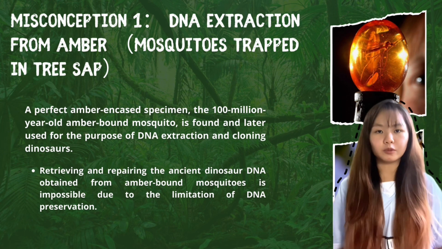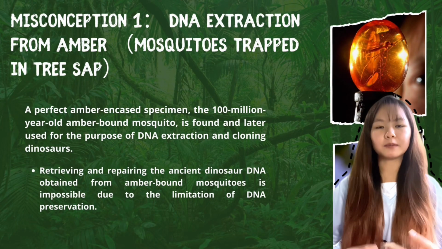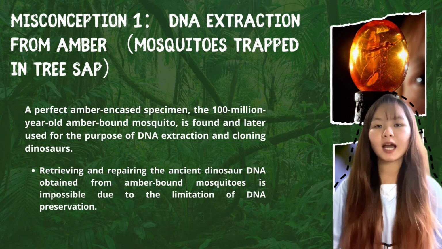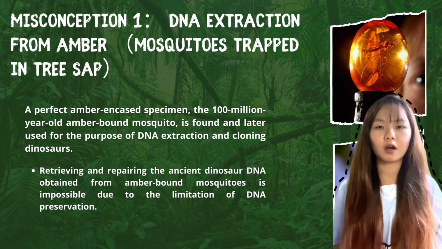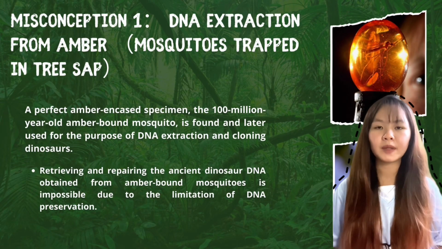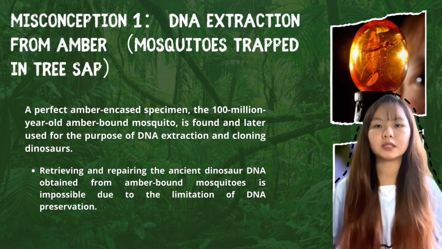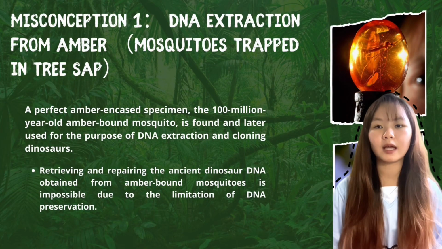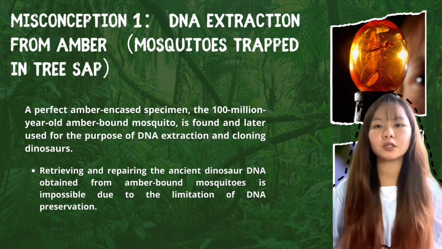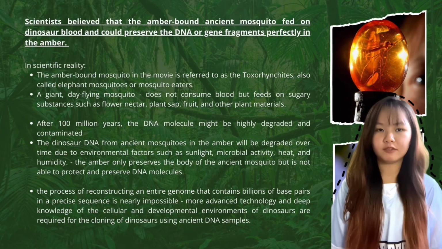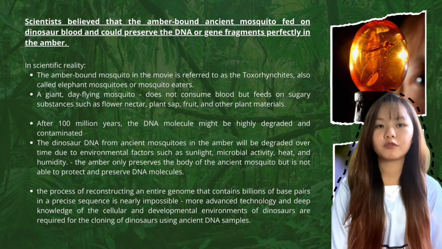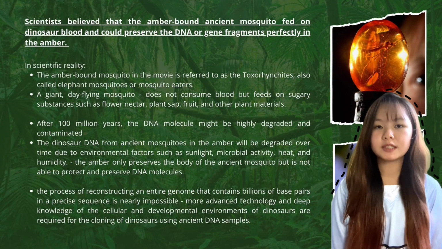At the beginning of the movie Jurassic Park 1, a mine worker finds a perfect amber encased specimen, the 100 million year old amber-bound mosquito, which is later used for the purpose of DNA extraction and cloning dinosaurs. However, retrieving and repairing the ancient dinosaur DNA obtained from an amber-bound mosquito is impossible due to the limitation of DNA preservation. In Jurassic Park 1, scientists believe that the amber-bound ancient mosquito fed on dinosaur blood and could preserve the DNA or gene fragment perfectly in the amber.